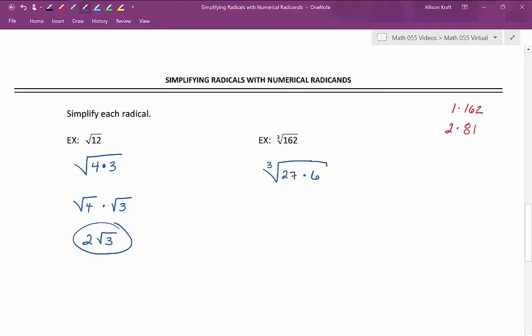I recommend you always put the perfect first. Here we can apply the product rule. This is the cube root of 27 times the cube root of 6. And we know the cube root of 27, that's just 3. This simplifies to be 3 times the cube root of 6. I always like to put the perfect first so that when I simplify that perfect, it's in the right position for my answer, that we want the whole number in front of the radical.